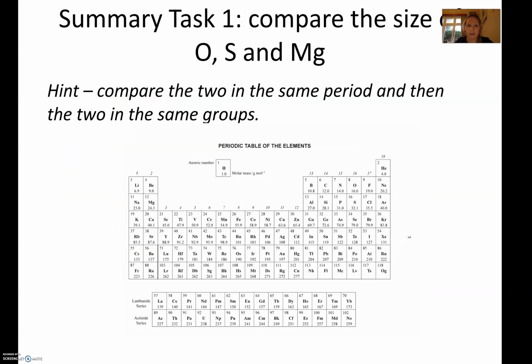Here's a summary task to make sure we've got this stuff. Compare the size of oxygen, sulfur, and magnesium. My hint whenever you're given a question like this, by the way, this was an NZQA question, is to compare two that are in the same period and then two that are in the same group. In my opinion, it makes things a lot easier. So pause now and give it a go, but I'm going to run through the answer.